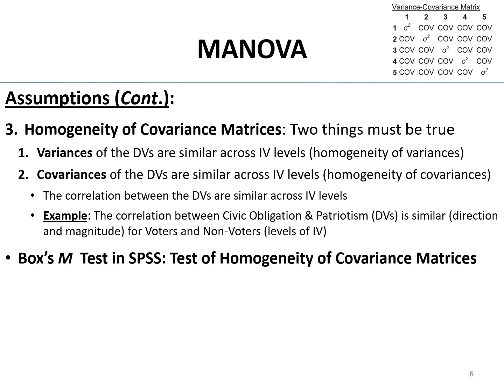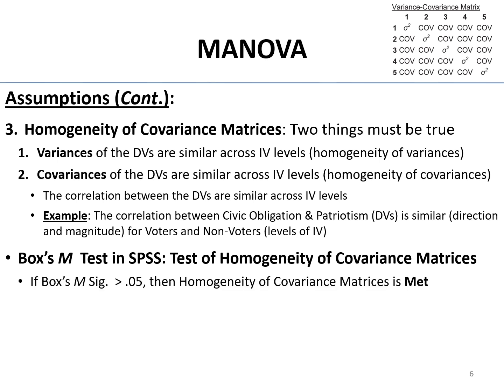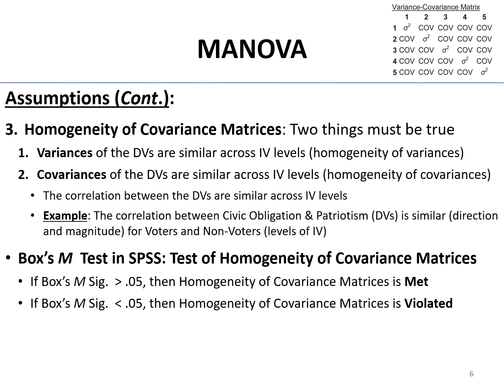This is tested in SPSS using Box's M test. That Box's M is a test of the homogeneity of covariance matrices assumption for MANOVA. And here's your rules. If Box's M sig is greater than 0.05, then the homogeneity of covariance matrices is met. The assumption is good to go. If Box's M sig is less than 0.05, then you have violated this assumption.